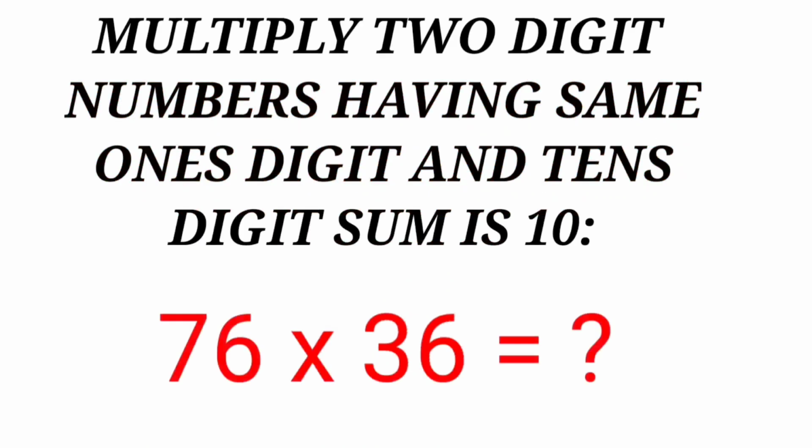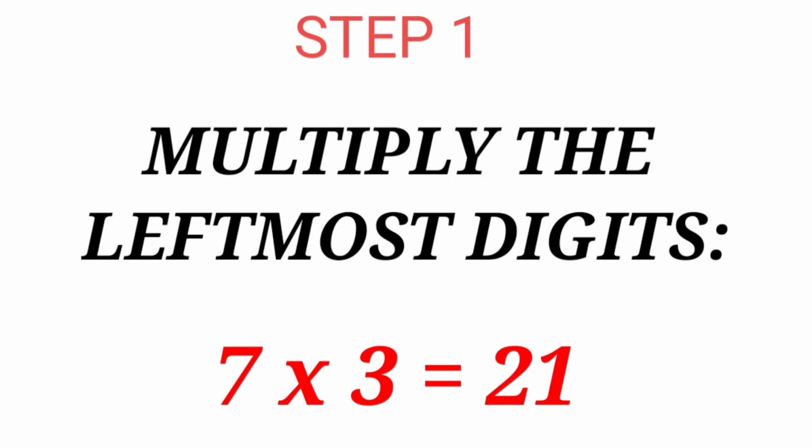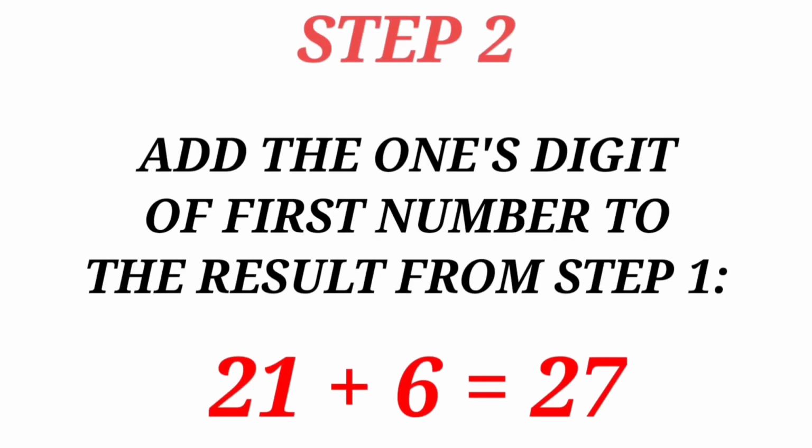Method 2. Multiply two-digit numbers having the same ones digit and tens digit sum is 10. For example, 76 multiplied by 36. Step 1. Multiply the leftmost digits. So, 7 multiplied by 3 is 21. Step 2 is, add the ones digit of the first number to the result from step 1. So 21 plus 6 will become 27.